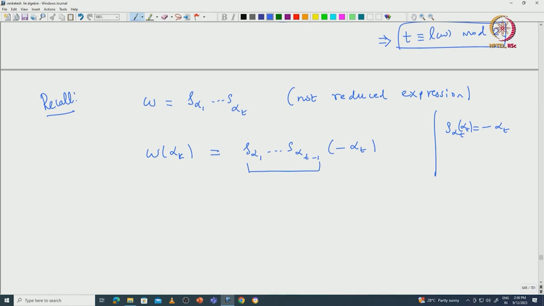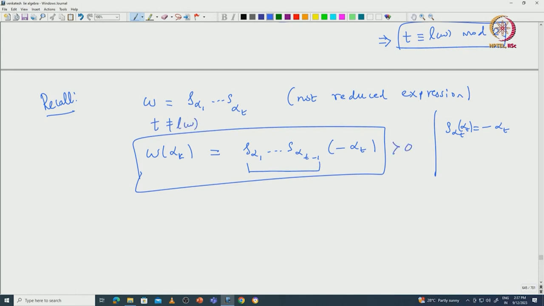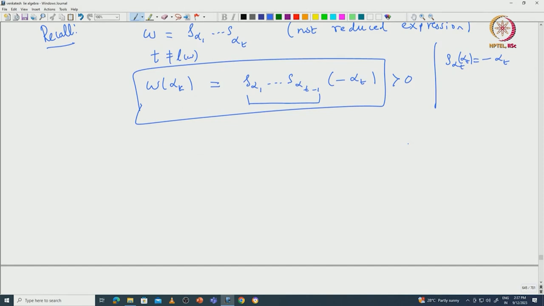reduce this length. In particular, if this is actually not reduced, then we concluded that W of alpha t must be negative. That means, since we have assumed t is not equal to length of W, this must be positive. Since this is positive, you can immediately conclude that S alpha 1 etcetera S alpha t minus 1 of alpha t must be negative. So, what we proved is that there exists an index A between 1 and t minus 1 such that this S alpha 1 etcetera S alpha t, which is W, is exactly obtained by dropping the simple reflections S alpha A and S alpha t in this expression.